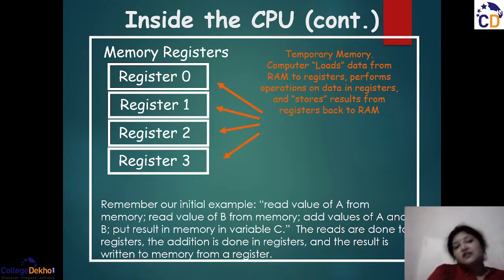Basically these registers help to perform any operation on 2 variables or 3 variables, and when we get the result in the register, we are going to load that result from these registers to random access memory, that is RAM. So this is how it works, right?